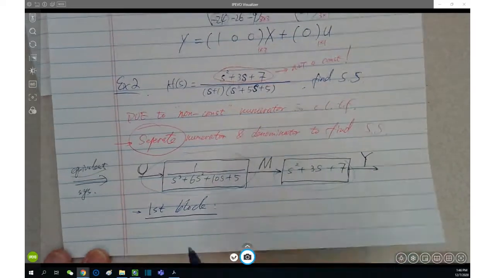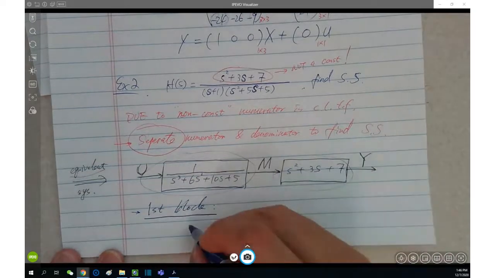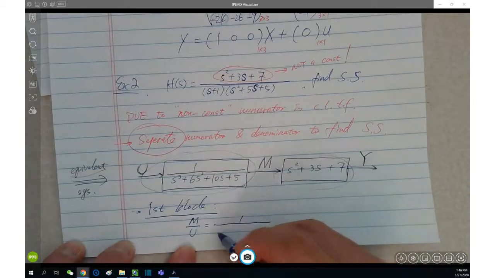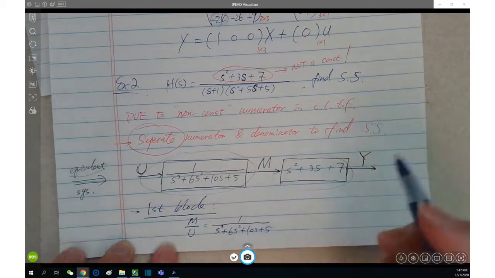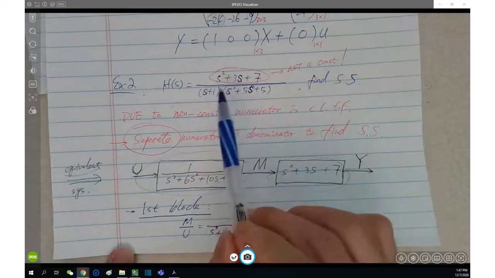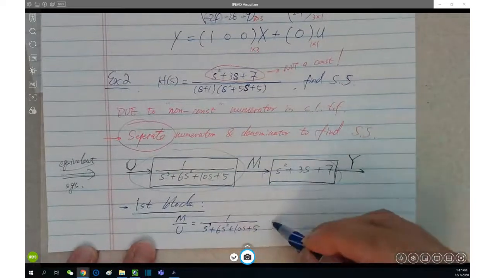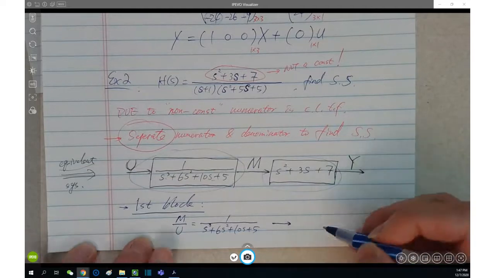And take care of the first block. We have m over u equal to this transfer function, right? By the way, this denominator is the result of expanding the product between these two. You're just expanding it. And if you do cross multiplication, what do you end up with?